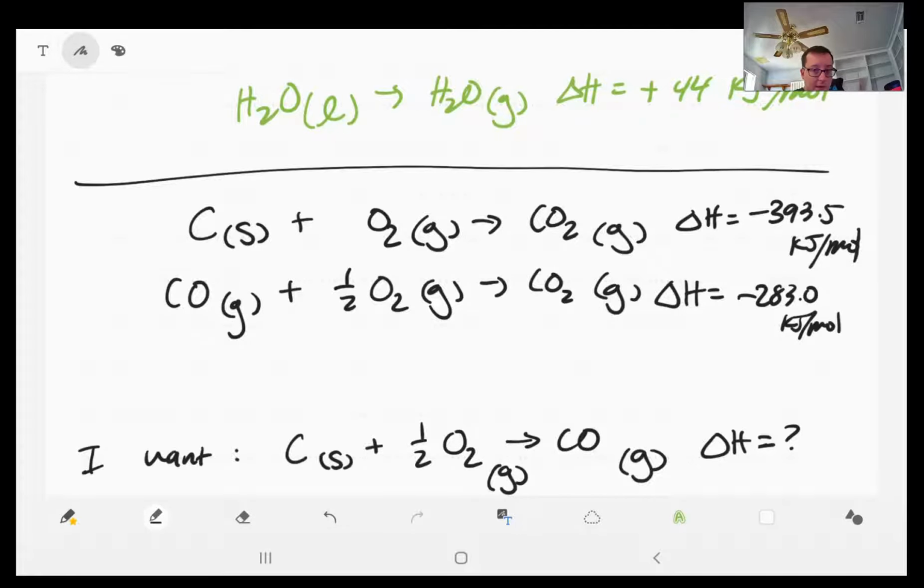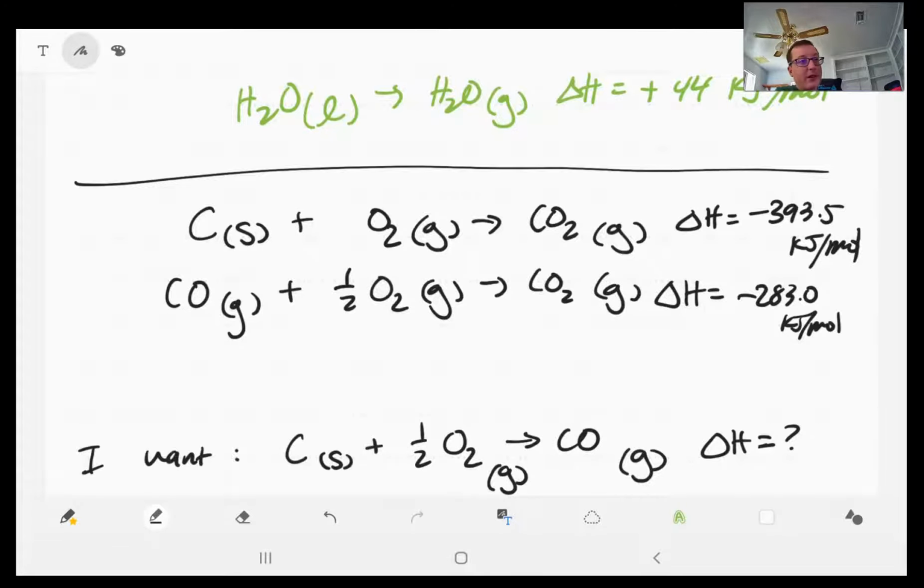But if we know how much energy it takes to go from carbon to carbon dioxide, and the amount of energy from carbon monoxide to carbon dioxide, we can piece these bits together to figure this out. A good way to approach these problems is to look at your final reaction, see what your reactants and products are, and then take a look at the given reactions you're going to be combining and see what sides of the reaction those are on.